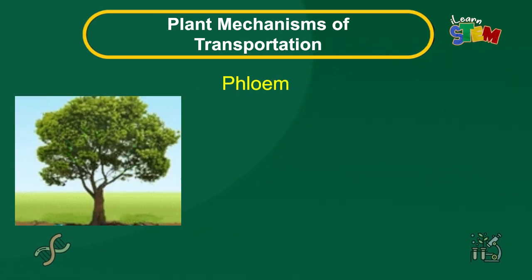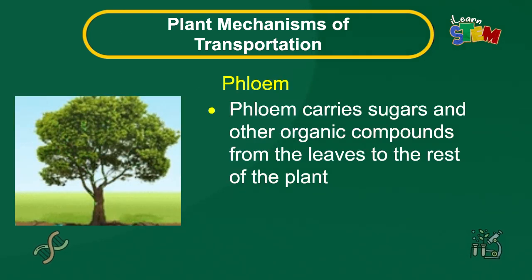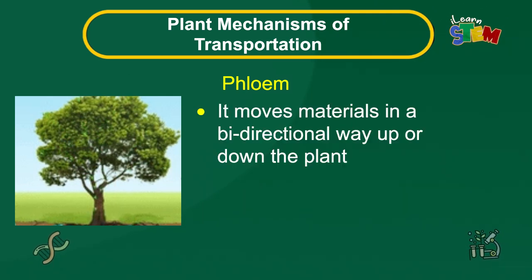Next is phloem. Phloem carries sugars and other organic compounds from the leaves to the rest of the plant. It also moves materials in a bidirectional way, up or down the plant.